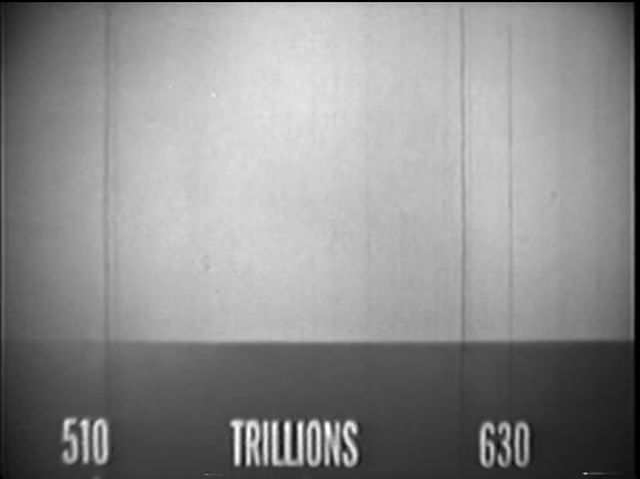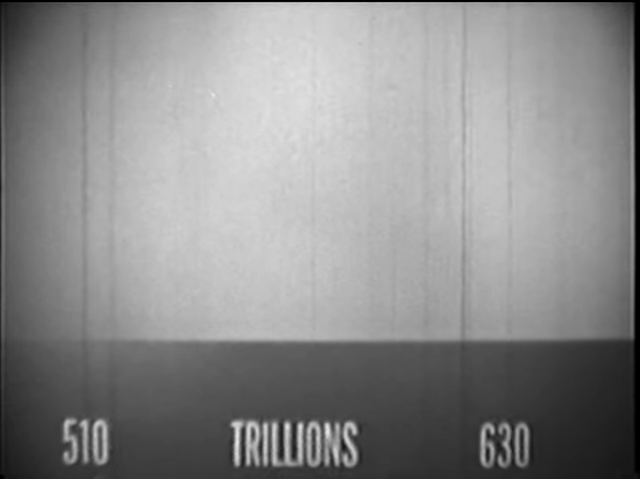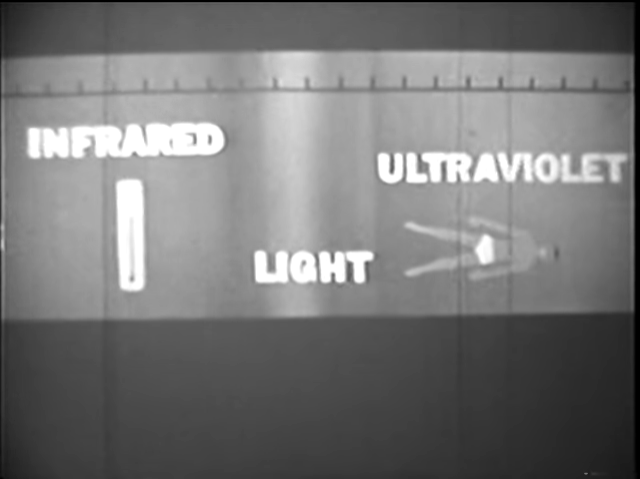Higher frequencies stimulate the nerves in your eyes. Electromagnetic energy we call light. Different frequencies appear to us as different colors. But our eyes detect only a small number of the frequencies that make up the entire electromagnetic spectrum. Like all electromagnetic energy, light is a pulsing electromagnetic field.